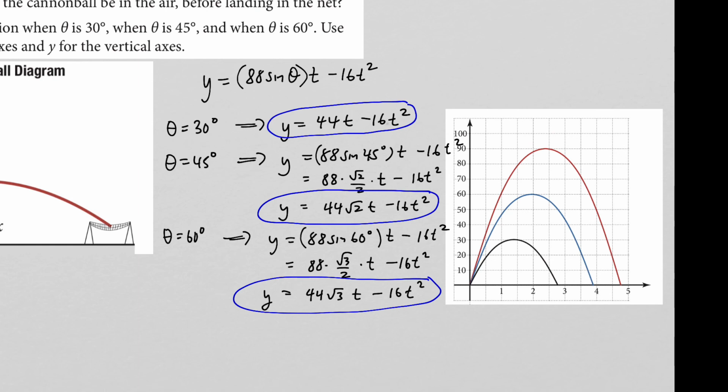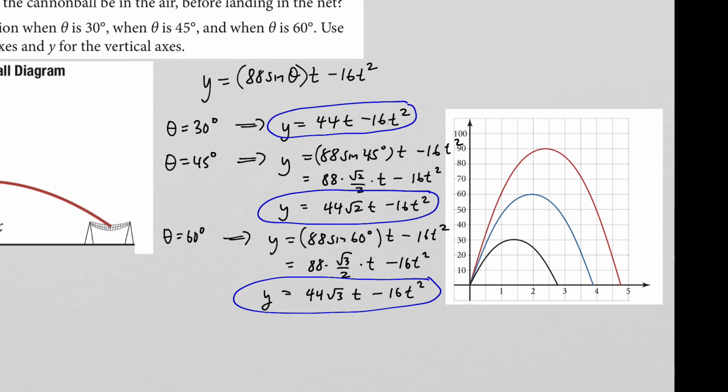So at theta equals 30, the cannonball is going to land 2.75 seconds later. At theta equals 45, it's going to land at almost 4 seconds later. And when theta is 60, it's going to land at close to 5 seconds later. So the steeper the angle of the cannon, the longer the human cannonball stays in the air.